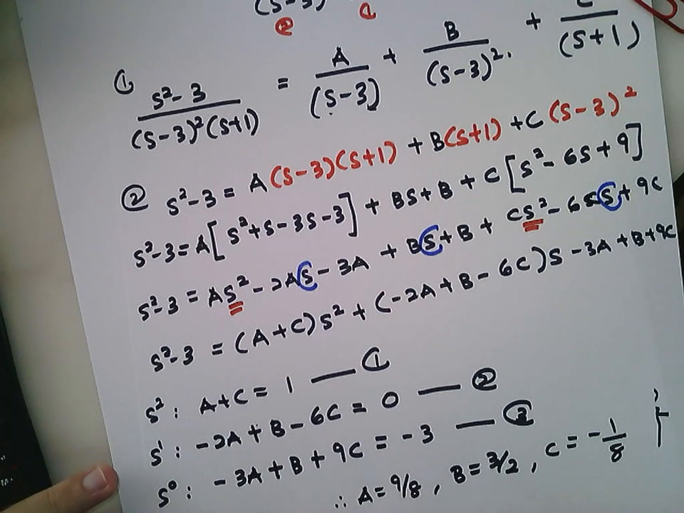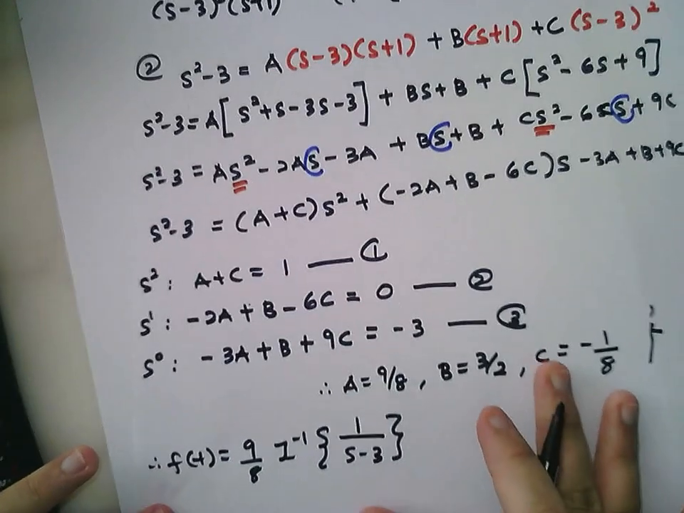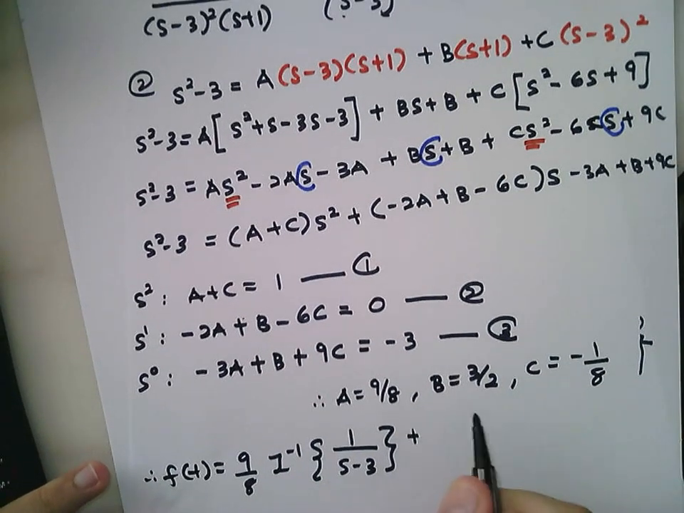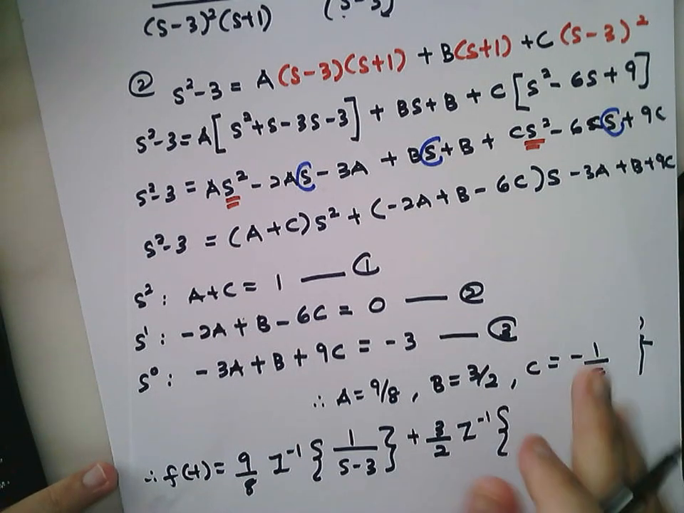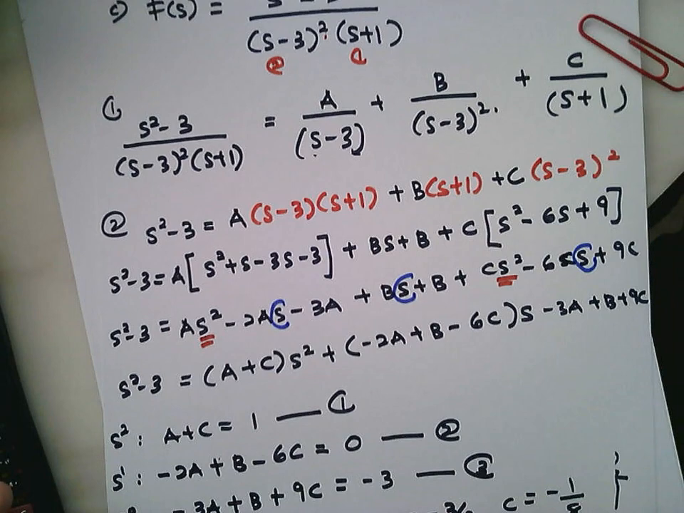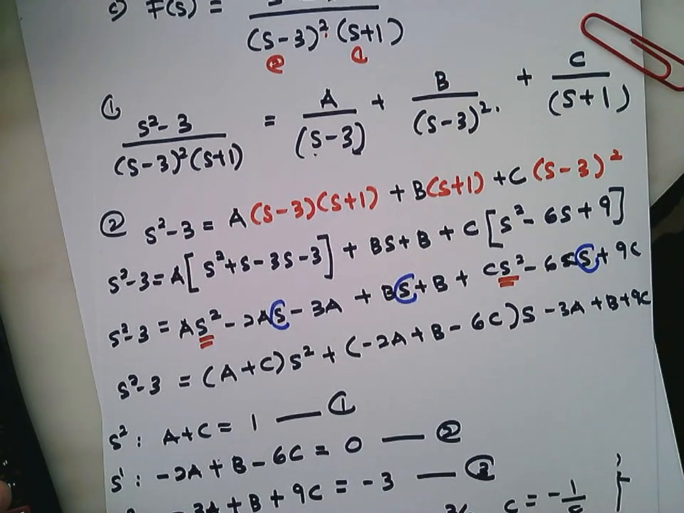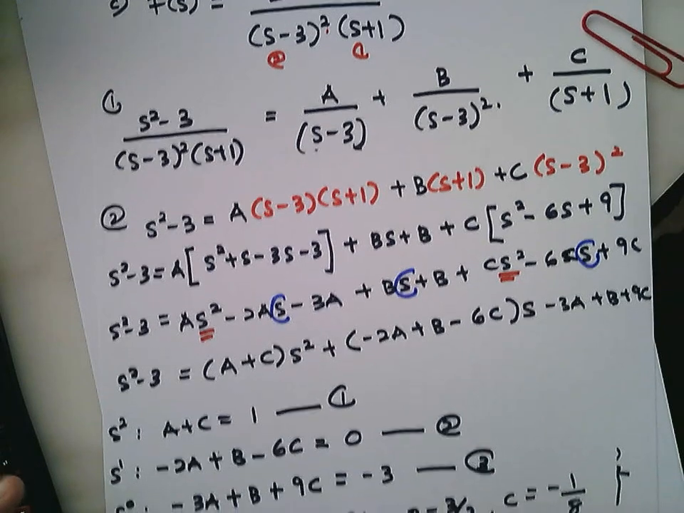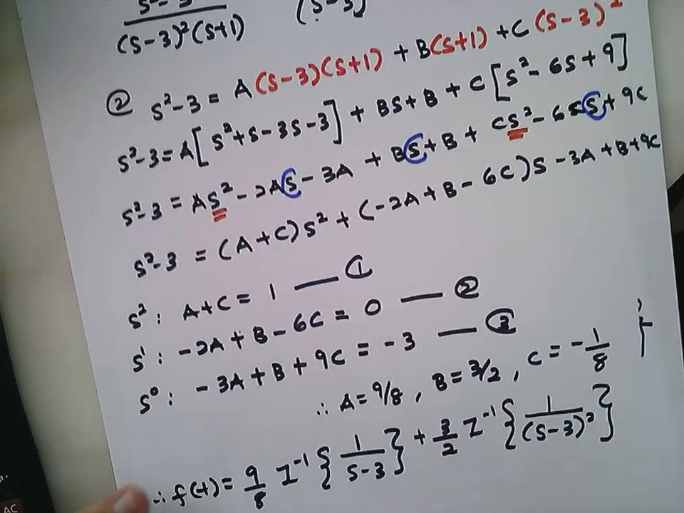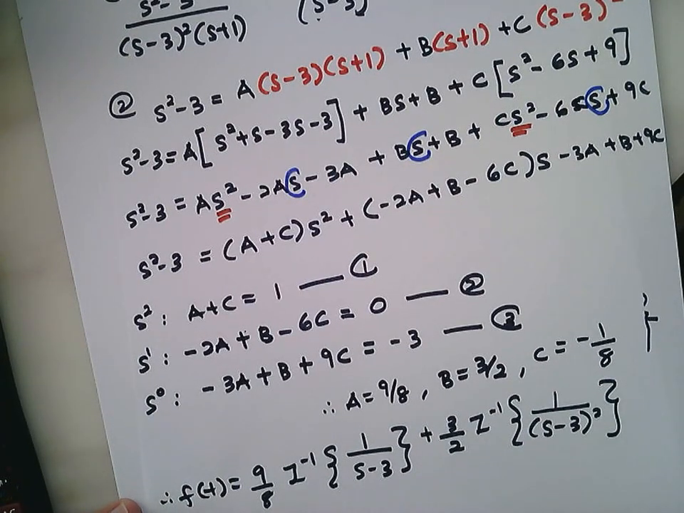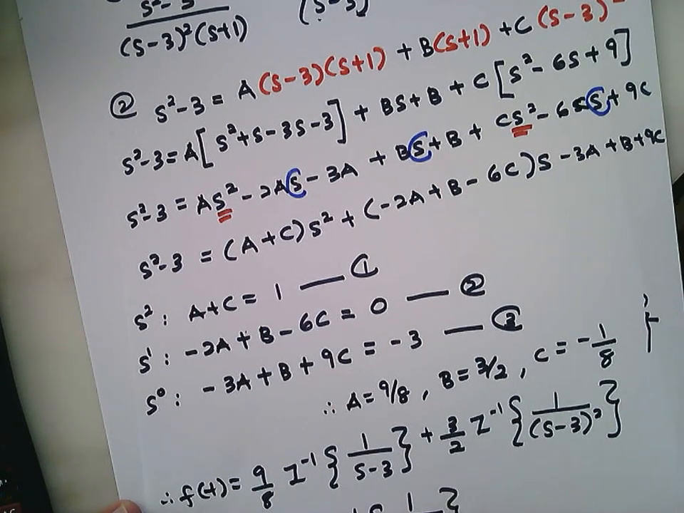9 over 8 is a constant, so you just need to find the inverse of 1 over s minus 3. Plus b, your b is equal to 3 over 2, so factorize 3 over 2, you just need to find the inverse of 1 over (s minus 3) squared. And the last one is s plus 1, so your c is equal to negative 1 over 8, so you will have minus 1 over 8 times the inverse of 1 over s plus 1.